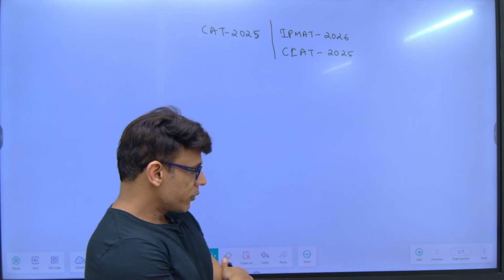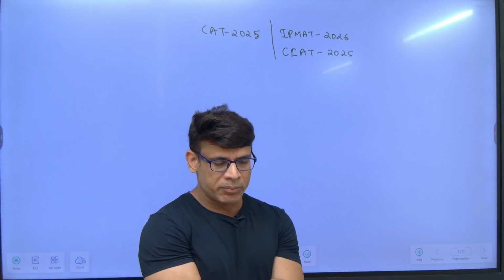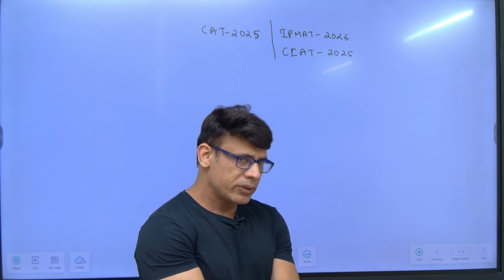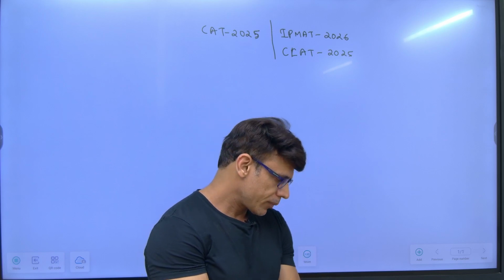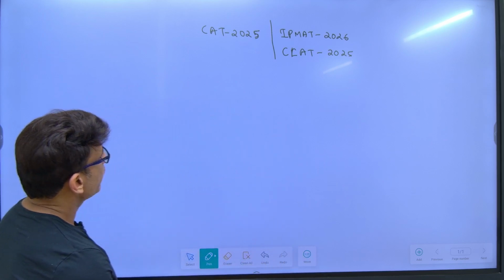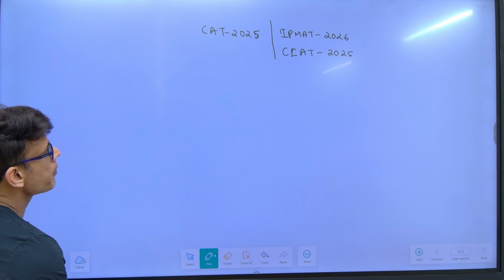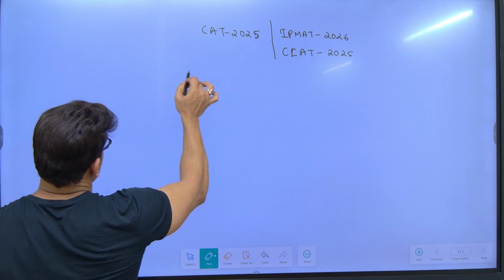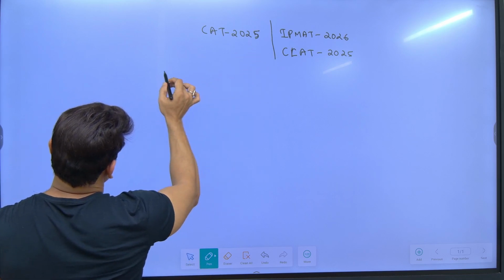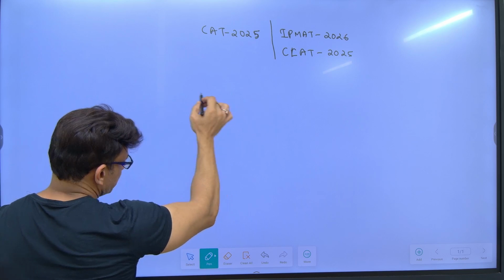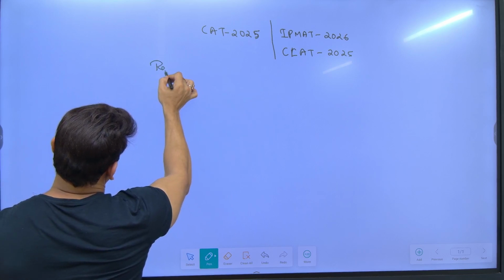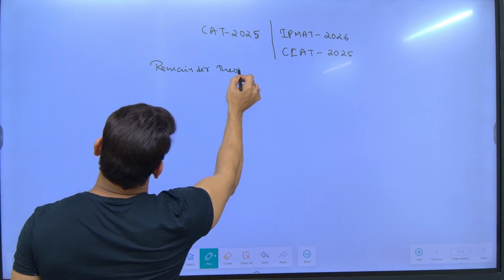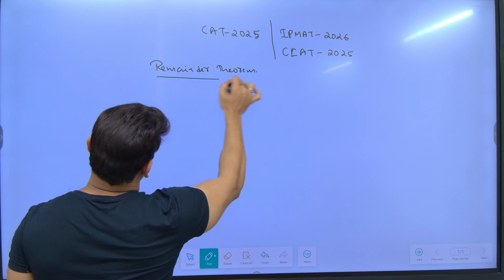And of course, we know that if you want to do your MBA from the top MBA colleges, then you have to answer the CAT exam. So there is one particular topic where almost all the exams have asked questions and might ask you, and the topic is called remainder theorem.